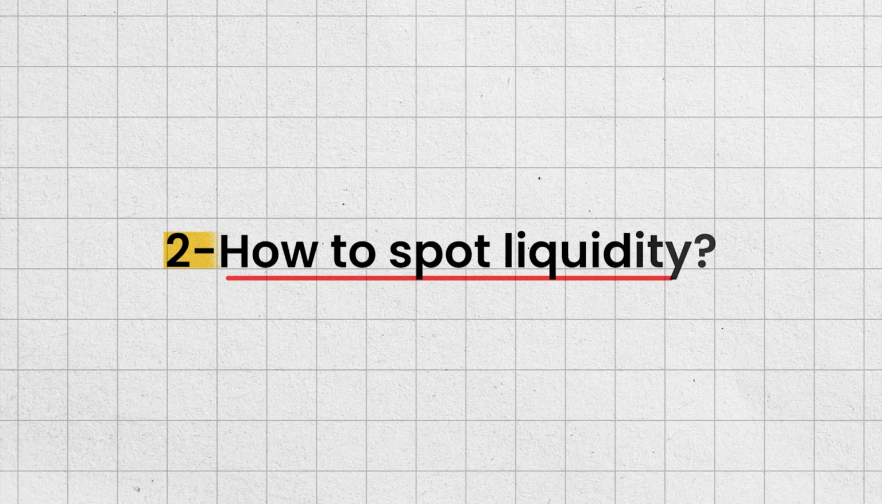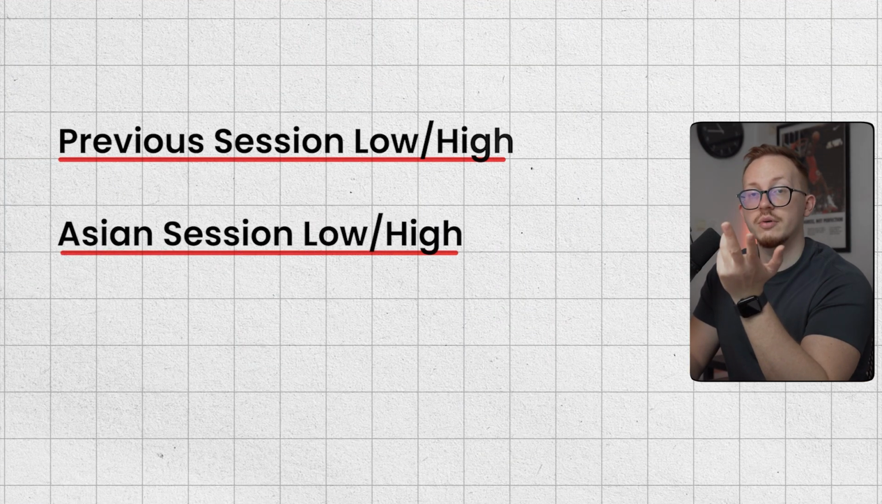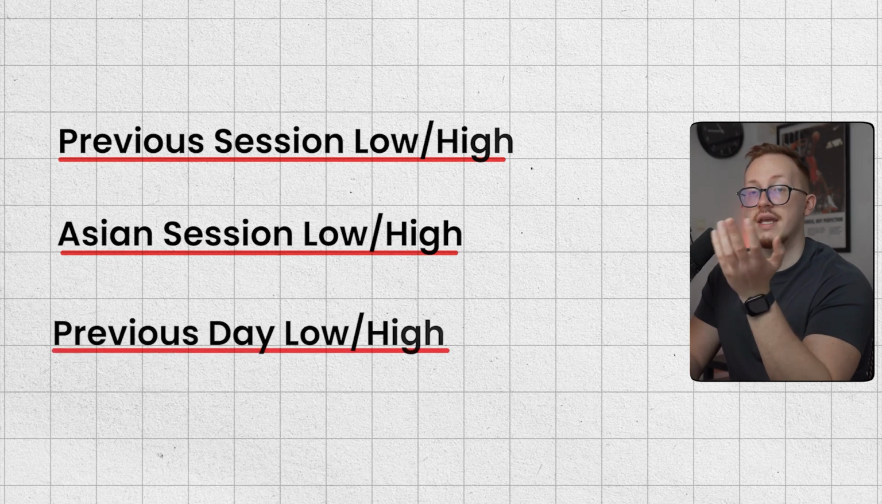Now, this reaction does not mean price is going to do this immediately, but you can see there was a reaction coming from there. To go further into how to spot liquidity, it is practically very simple. You have a lot of ways taught on the internet, and you can use the previous session low or high. You can use the Asian session low or high. You can use your previous day low or high. And while these are all very valid points, I would say it's way too complicated. And as this is the easiest liquidity strategy, I'm going to give you a simpler way.